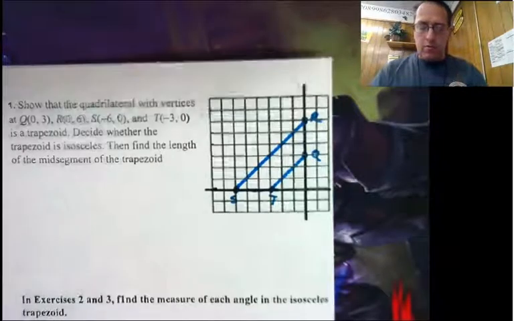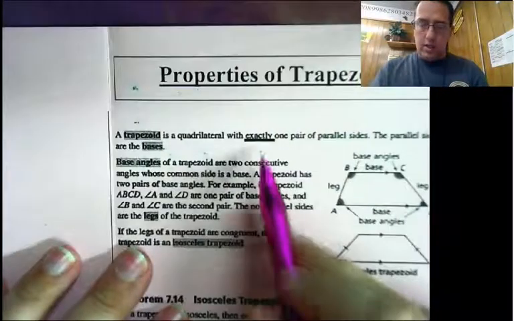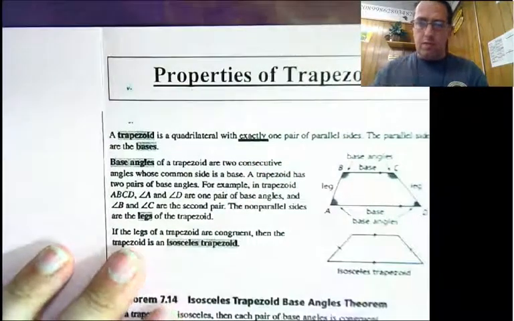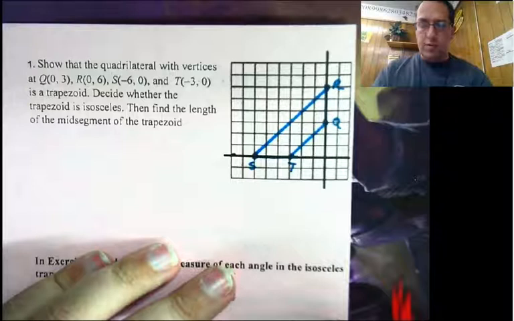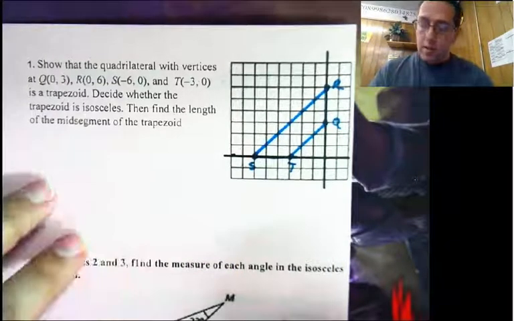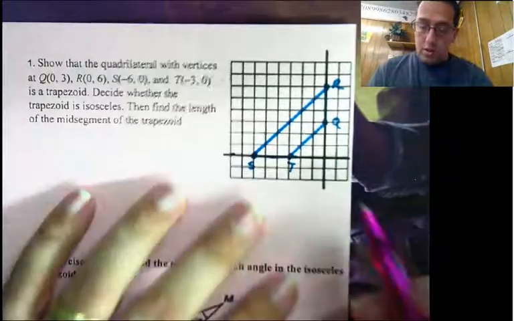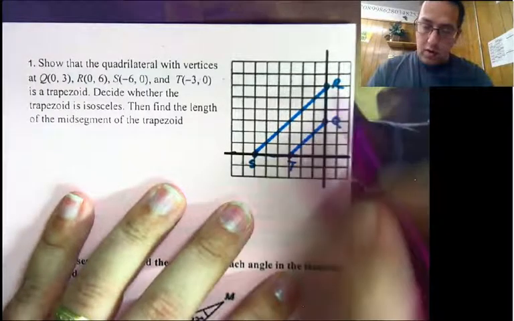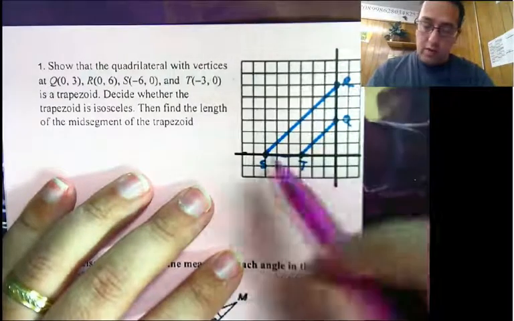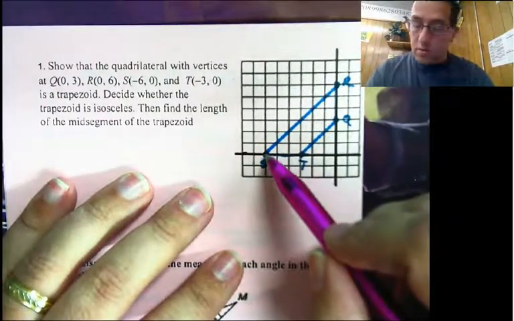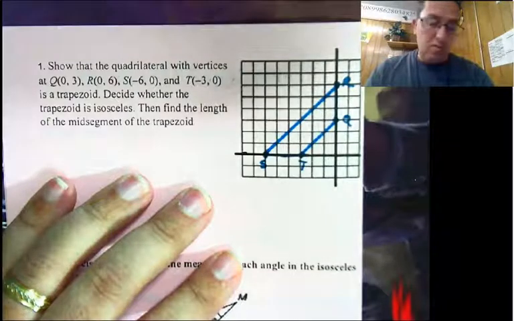How do we know if it's a trapezoid? What was the major defining definition of a trapezoid? Well, it was exactly one pair of parallel sides. Exactly one. So we need to show that we have one set of sides that's parallel and one set that is not. If we're looking at parallel on a grid, that means we're looking at slope, right? So let's take a look here. The slope of side RS. Slope is rise over run, or change in y over change in x, y1 minus y2 divided by x1 minus x2, however you want to do it. I like rise over run.